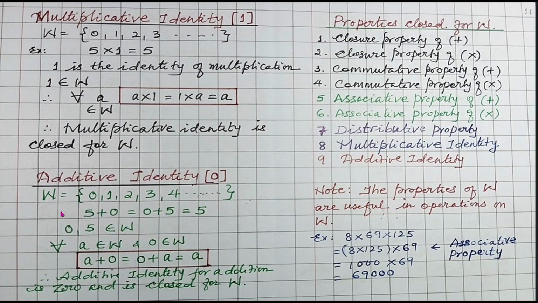Now let us take the next property, that is additive identity. When we take a number 5 and add to 0, 0 is a whole number, 5 is also a whole number, again we get back 5, and therefore 0 is called the additive identity.